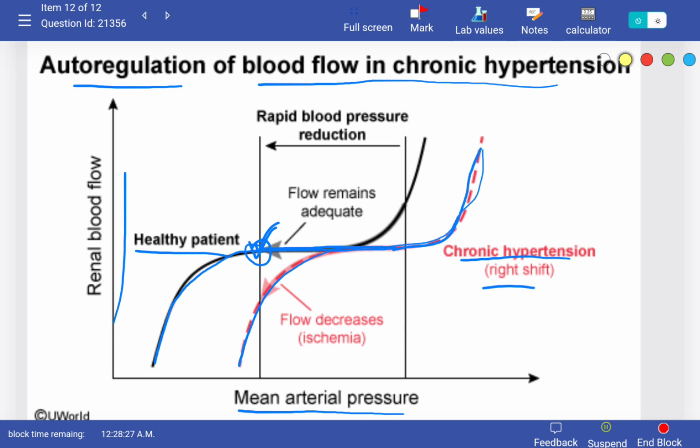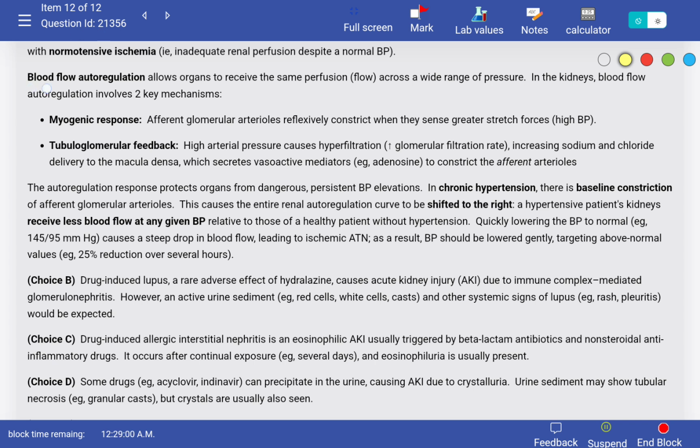And if we suddenly decrease the BP, over here the BP is suddenly decreased, but the blood flow to the kidneys is low. So there will be ischemia, there will be hypoperfusion. The flow would decrease and that would lead to ischemia and then acute tubular necrosis. Blood flow autoregulation allows organs to receive the same perfusion across a wide range of pressure. The pressure would change, but the perfusion, the blood flow, would be the same.